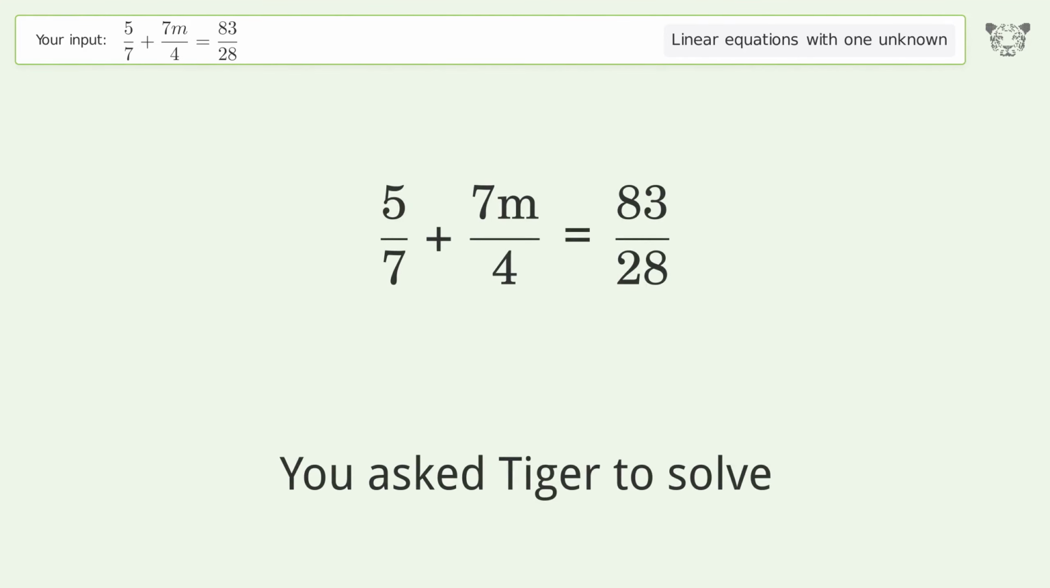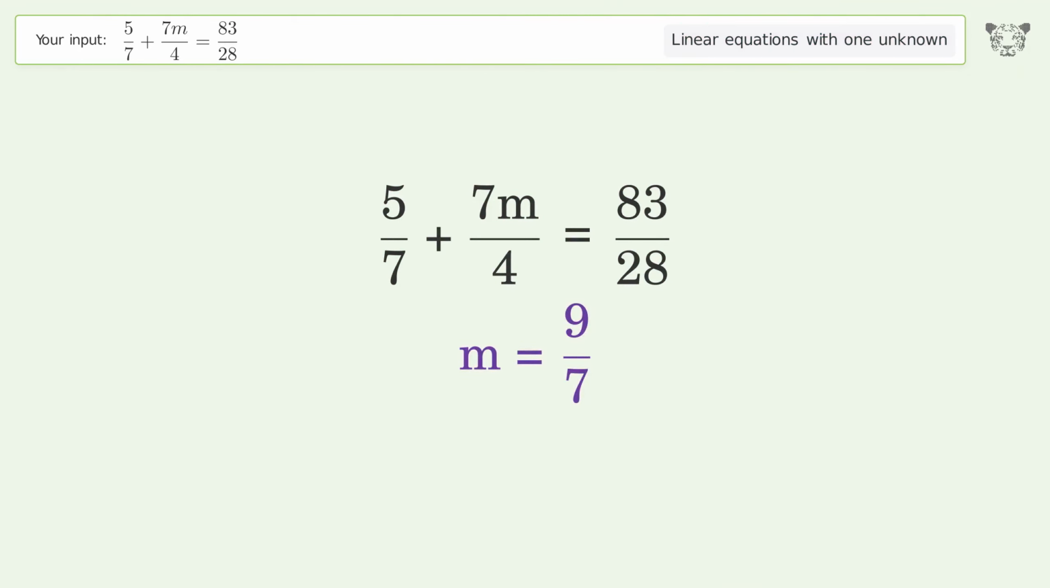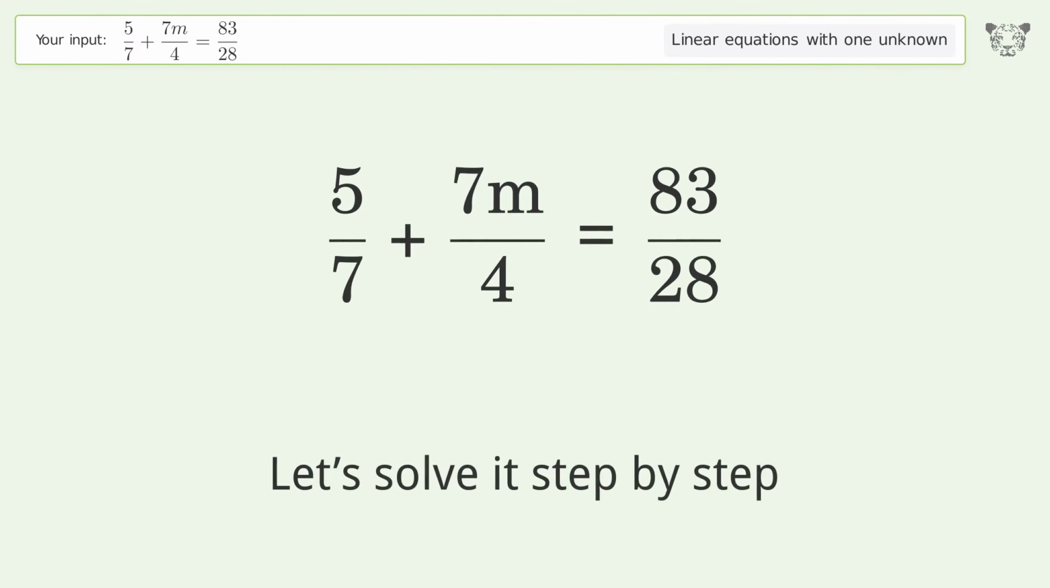You ask Tiger to solve. This deals with linear equations with one unknown. The final result is m equals 9/7. Let's solve it step by step.